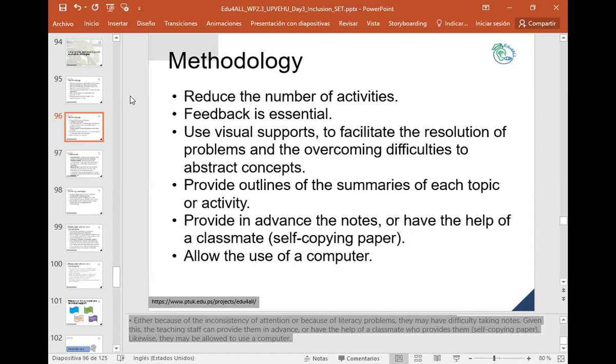Either because of the inconsistency of attention or because of literacy problems, they may have difficulty taking notes. Given this, the teaching staff can provide them in advance, or have the help of a classmate who provides them self-copying paper. Likewise, they may be allowed to use a computer.